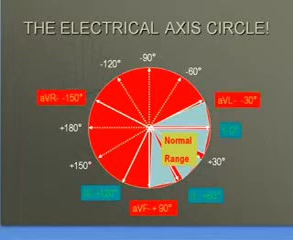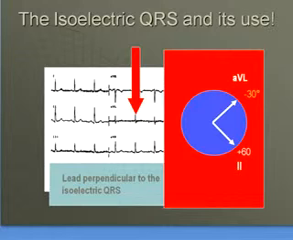Upon the particular quadrants. One more method which is used is based upon the isoelectric QRS.